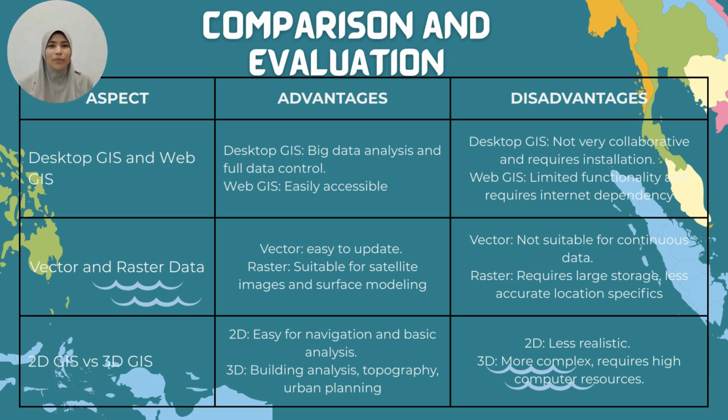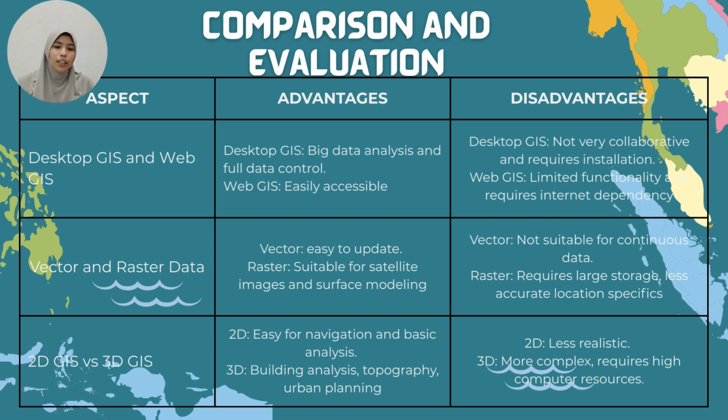Advantage: desktop GIS, big data analysis and full data control. Web GIS, easily accessible. Disadvantage: desktop GIS, not very collaborative and requires installation. Web GIS, limited functionality and requires internet dependence. Second, vector and raster data. Advantage: vector is easy to update, and raster is suitable for satellite image and survey modeling. Disadvantage: vector is not suitable for continuous data. Raster requires large storage, with less accurate location specifics.